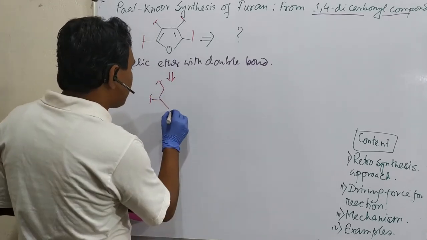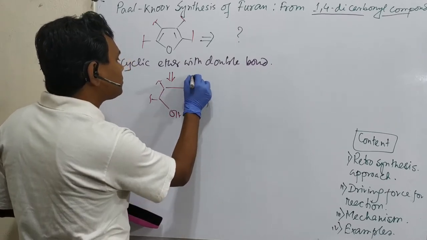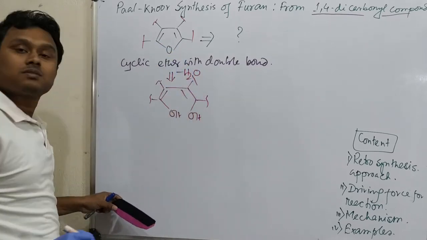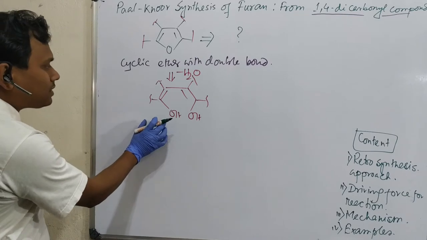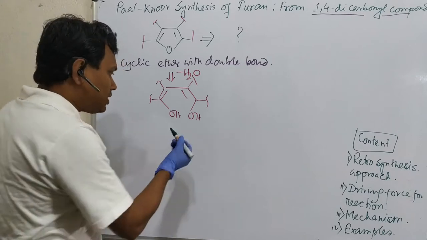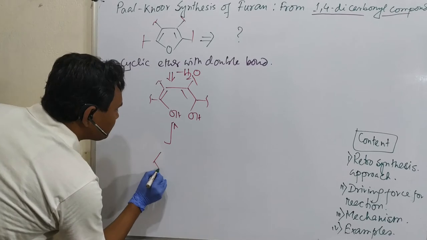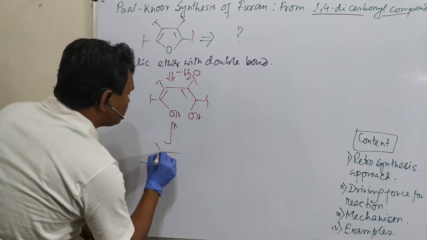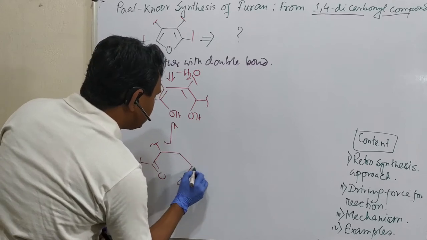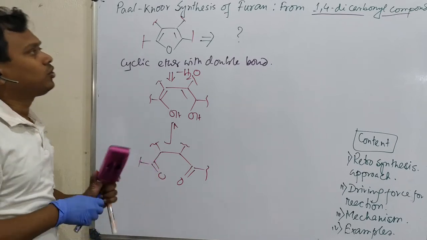The corresponding alcohol is this: this is OH and this is OH, with a double bond. So here minus water may result in this. If you think that, okay, this is the reagent, then there is actually an enol, so it will instantly tautomerize to the corresponding keto form. So this is actually a 1,4-dicarbonyl compound.